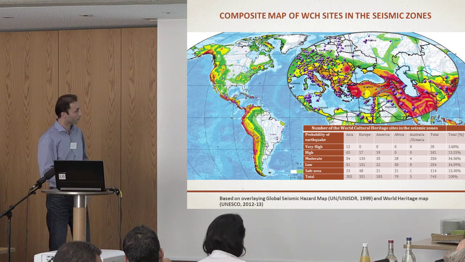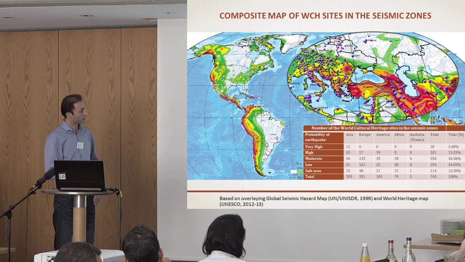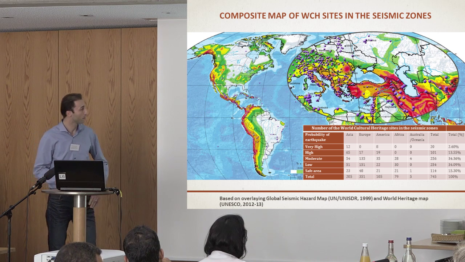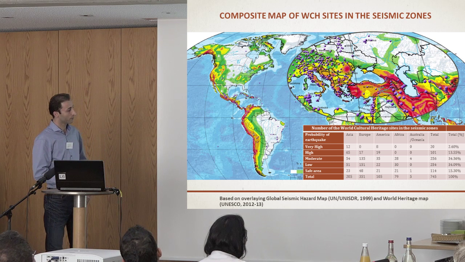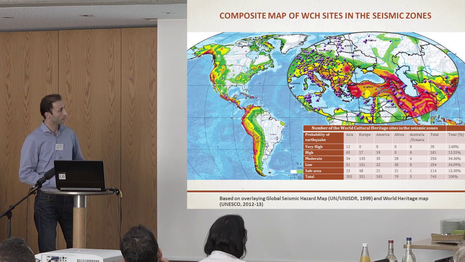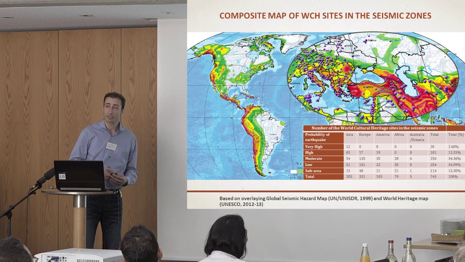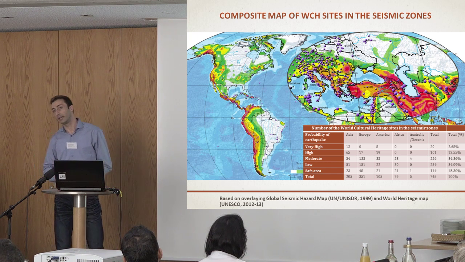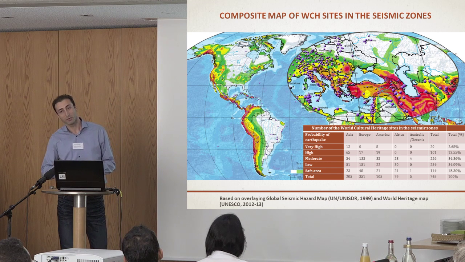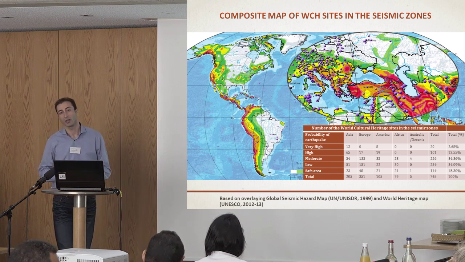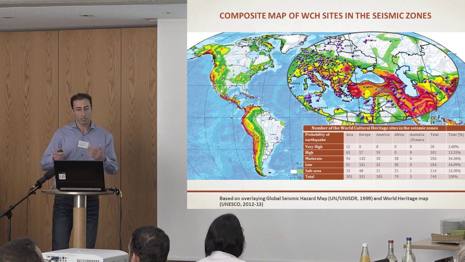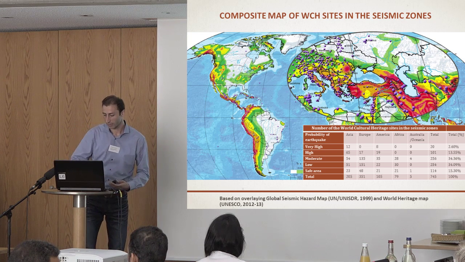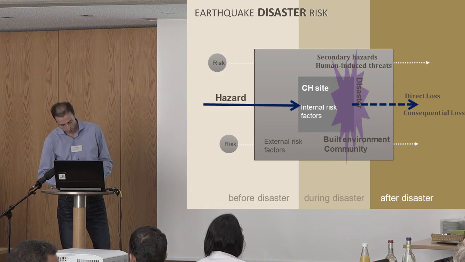Based on the statistics from this composite map, you can see that about 15% of cultural world heritage sites are located in very high and high probability earthquake regions, and about 35% in the moderate. And I can say this moderate level of earthquake is also very dangerous because it can constantly increase the vulnerability of our cultural heritage site and urban fabric to future earthquakes, floods, and other kinds of natural hazards.